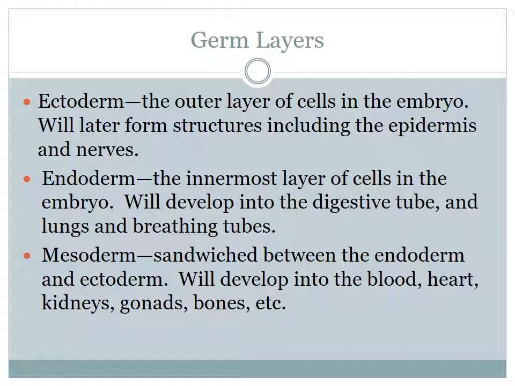Also, the endoderm is going to form the lungs and breathing tubes. So from your mouth into your lungs is just one big set of tubes. Again, we have different names for it as we go, but it's just one big network of tubes. And then finally, the layer that's sandwiched in between, that's right smack in the middle, that's the mesoderm. And this is going to form the majority of your organs. It's going to form your blood, your heart, your kidneys, your gonads, your bones, everything that's in between.